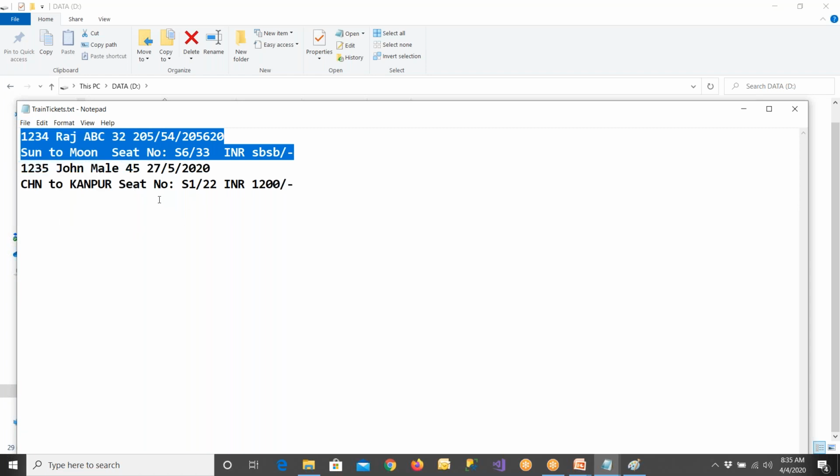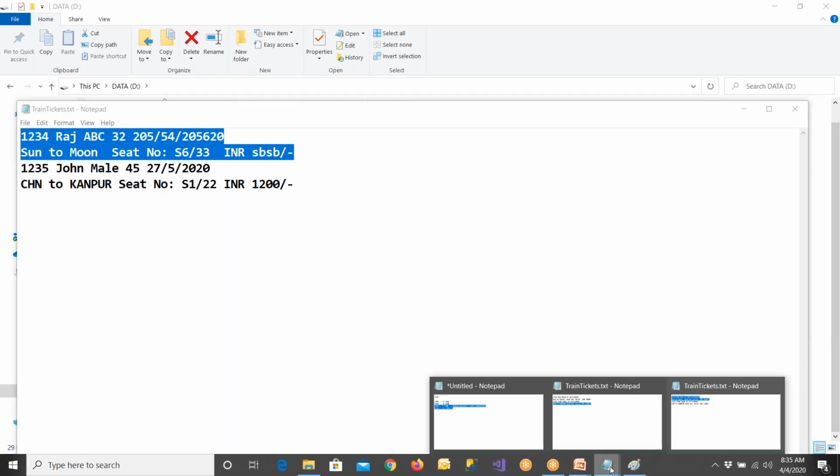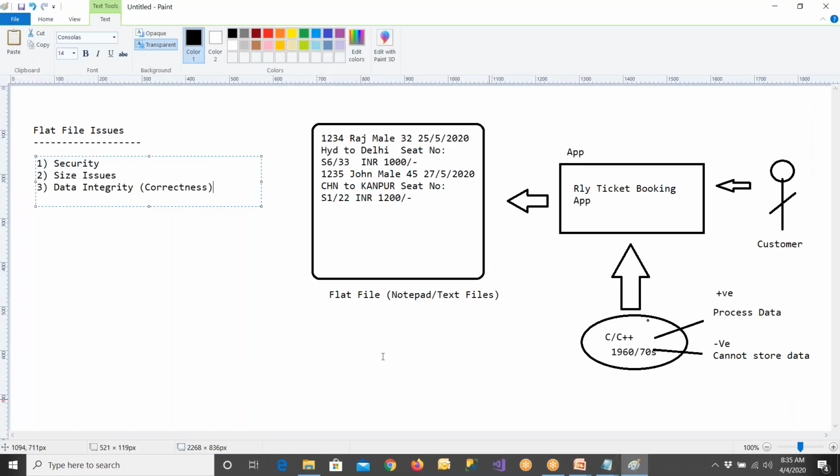And the flat file is not asking any question. So the flat file is completely dummy. So this is the big issue. Because of the security, anybody can easily tamper the data. So this is the big issue. Data integrity, correctness is not there.